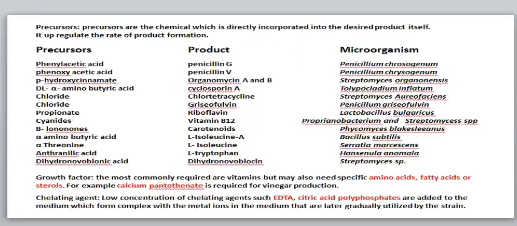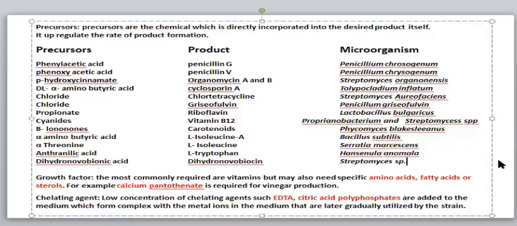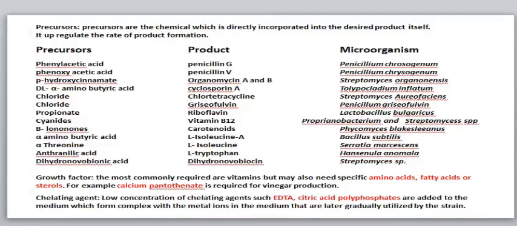Precursors are the chemicals which are directly incorporated into the desired product. Suppose we have to produce indolylacetic acid. In the culture medium, we have to add tryptophan. Tryptophan is a precursor of indolylacetic acid because the tryptophan is already incorporated in the indolylacetic acid structure. So these are the precursors which induce the formation of that particular product.